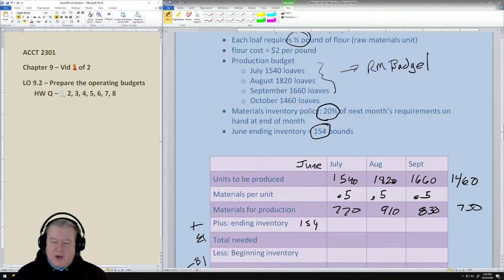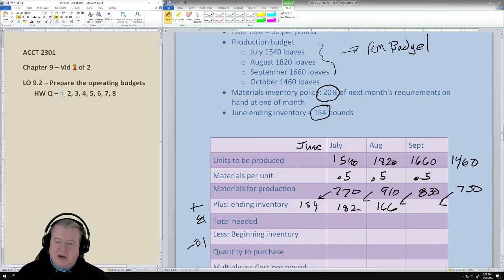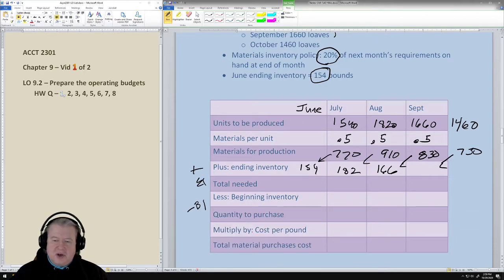But we could have calculated that. They didn't need to tell us that, because 20% of this is this number. So if I were to do this again, 20% of 910 is going to be 182. 20% of 830 is going to be 166. I could figure this out, but I'm going to leave this one blank and let you work it out, because once we do the first two, the process is understandable. So the total needed is 952, and this is 1076.